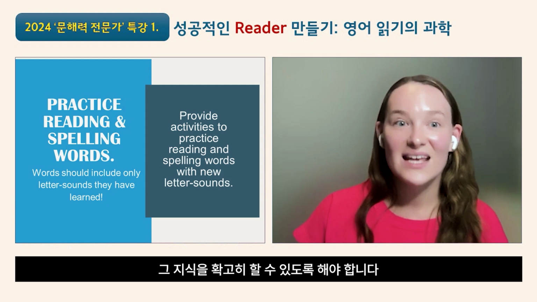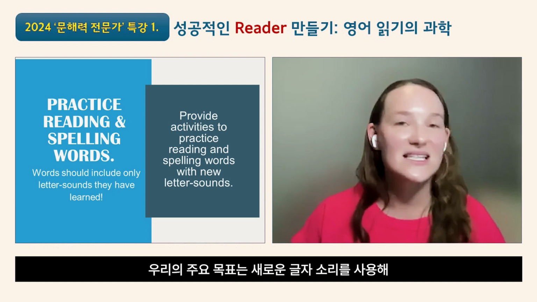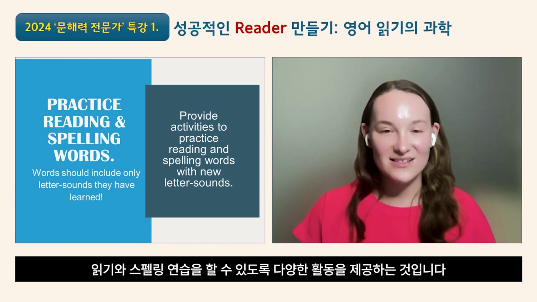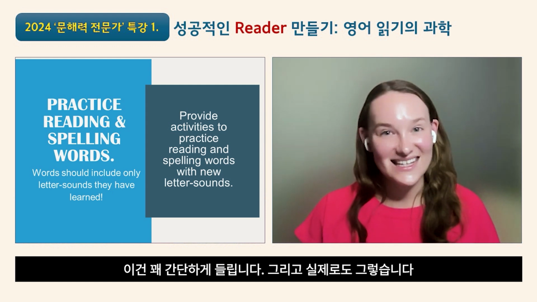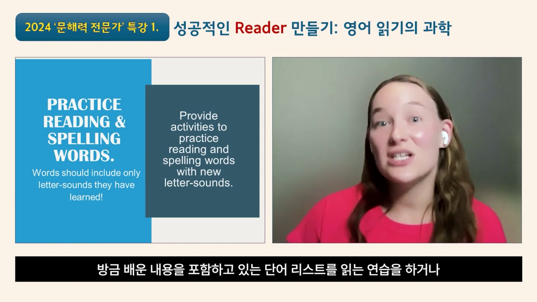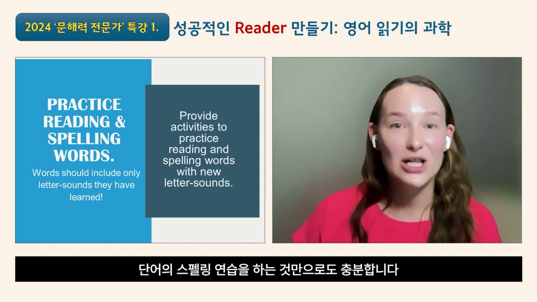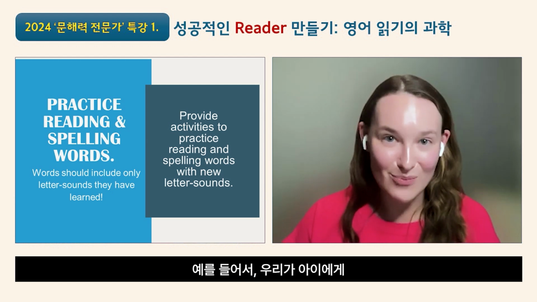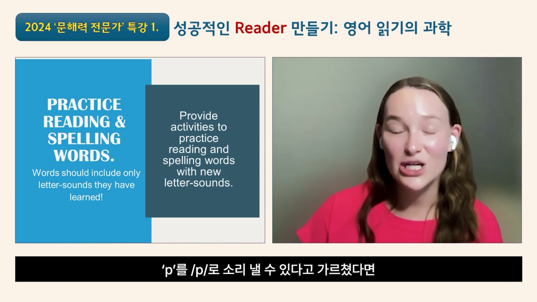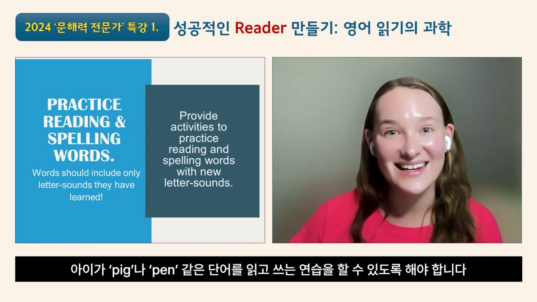When we're practicing reading and spelling words, our main goal is to provide tons of activities to practice reading and spelling words with that new letter sound. It sounds pretty simple, and it is. These activities don't need to be super unique. We can just do things like practicing reading lists of words or practicing spelling words that include something we've just taught. For example, if we've just taught our child that the letter P can spell the sound, we might have them practice reading and writing words like pig or pen.